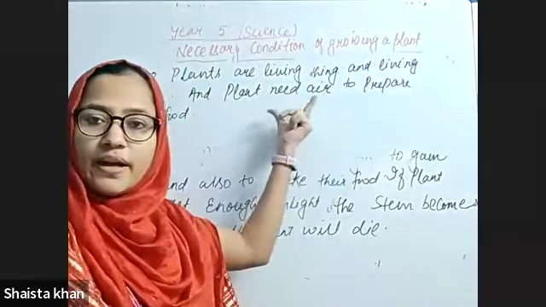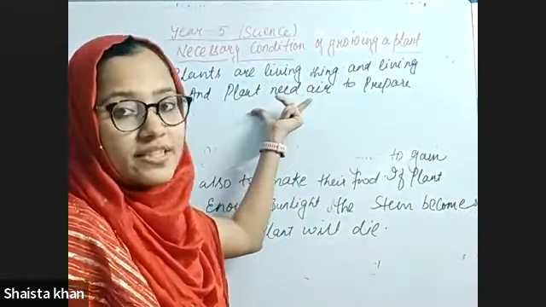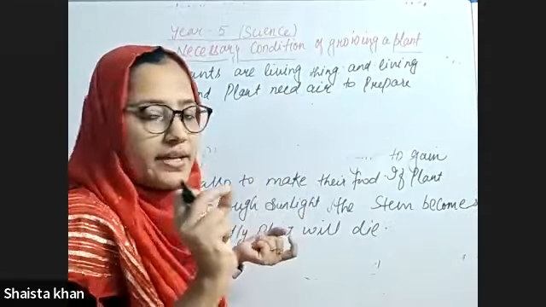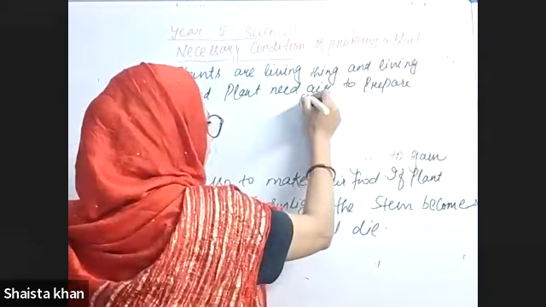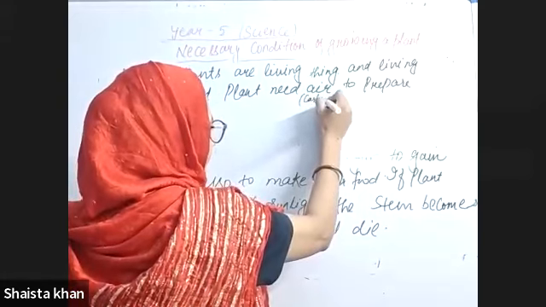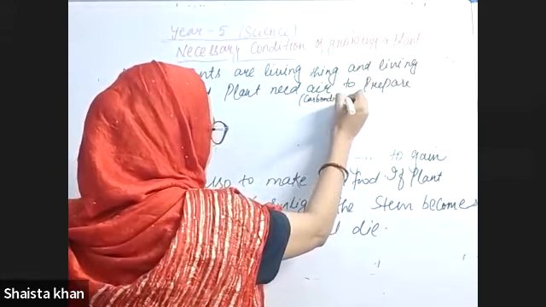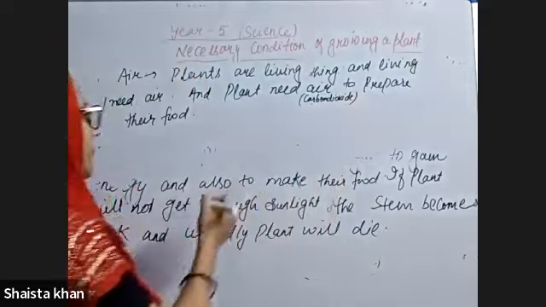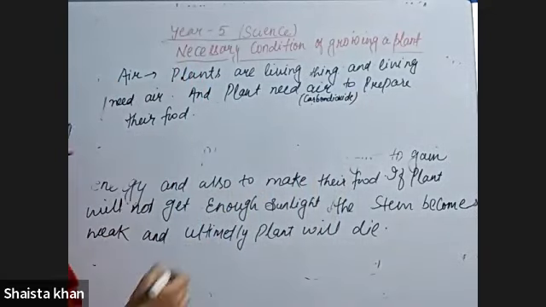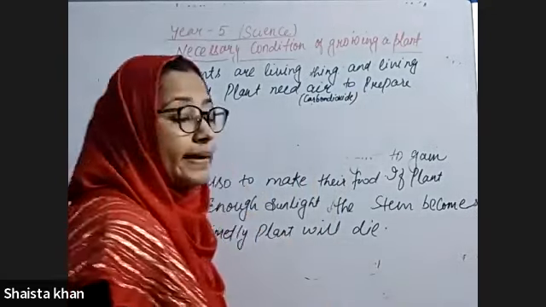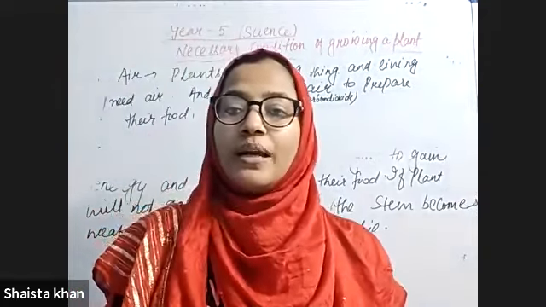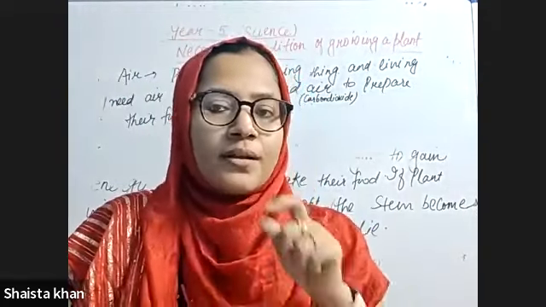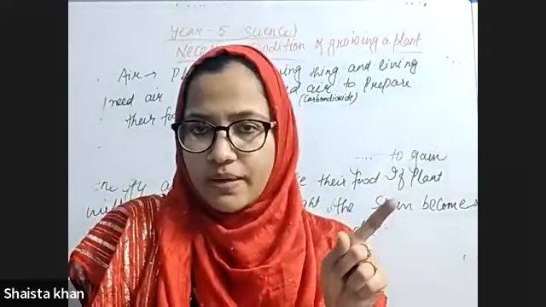And which air do plants need? Plants need specifically carbon dioxide. Which air? Carbon dioxide. Plants need carbon dioxide to prepare their food. And you know what? Plants release oxygen. But oxygen is the waste for the plant.